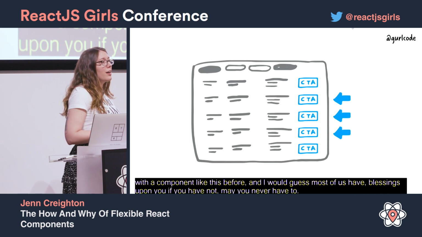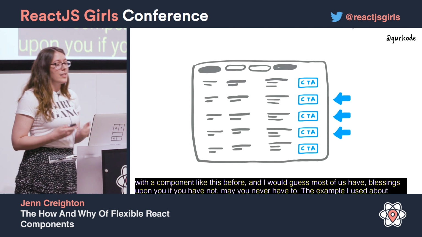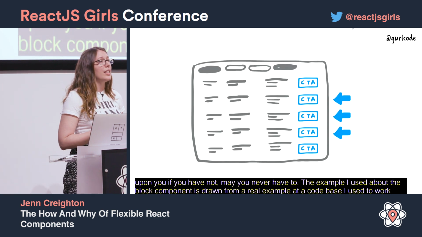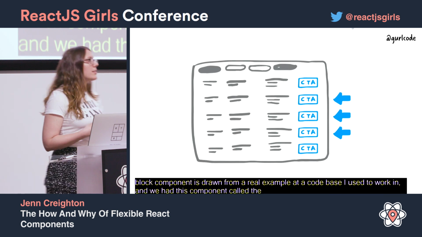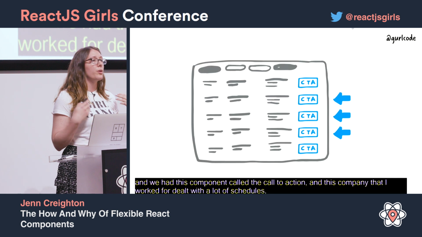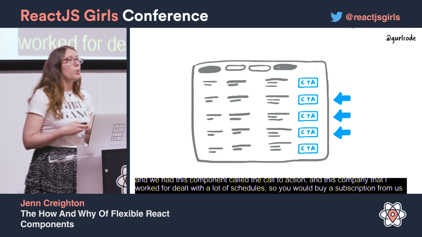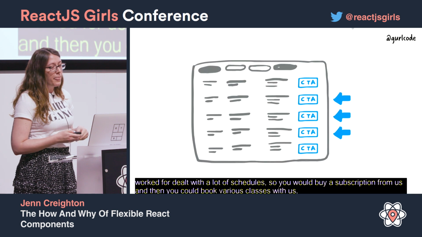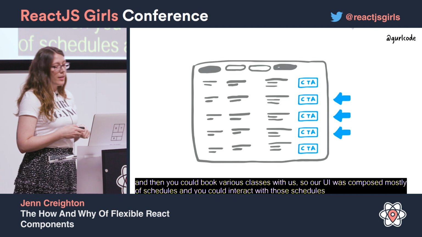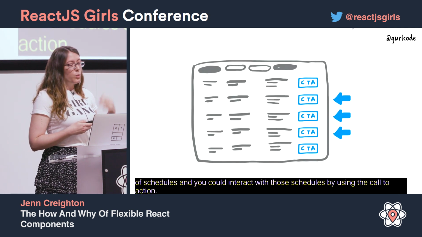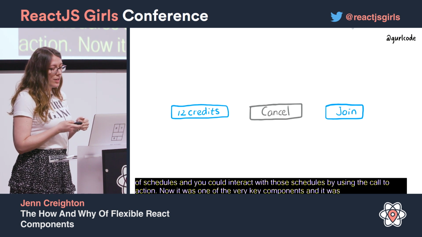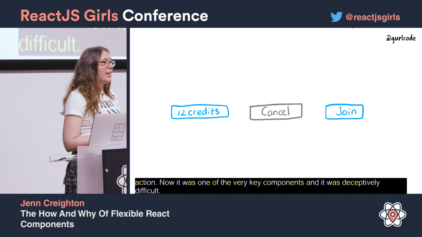The example I use about the block component is drawn from a real example at a code base I used to work in. And we had this component called the call to action. And this company that I worked for dealt with a lot of schedules. So you would buy a subscription for us, and then you could book various classes with us. So our UI was composed mostly of schedules. And you could interact with those schedules by using the call to action. Now, it was one of the very key components, and it was deceptively difficult. So it was just surprisingly complex.